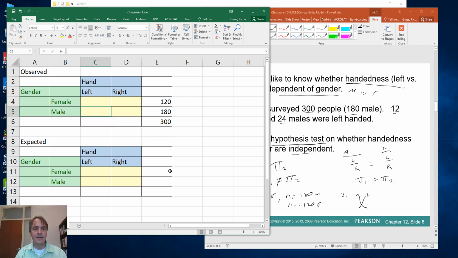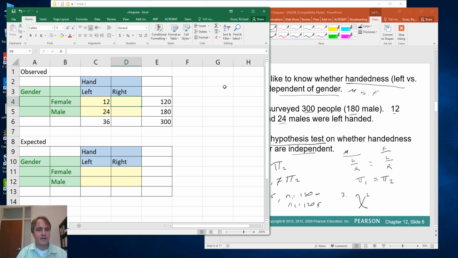We said we had 12 females who were left-handed. And we had 24 males who were left-handed. Okay, so we can fill in the rest of this. This total down here is just going to be 36.